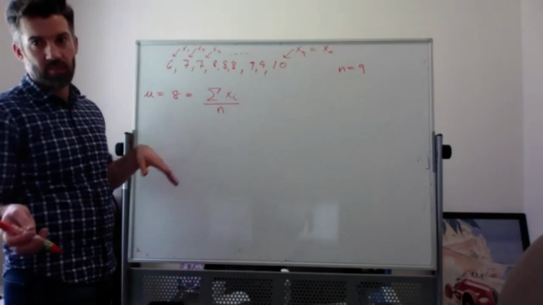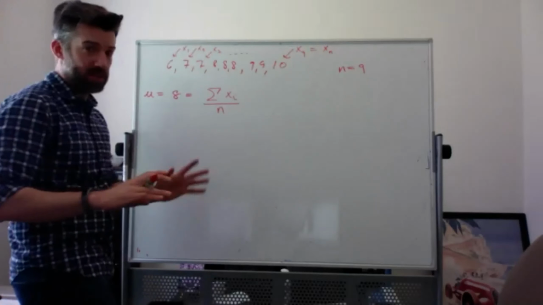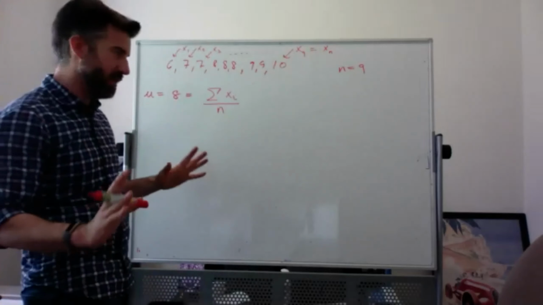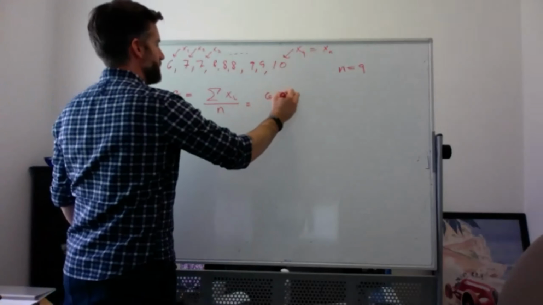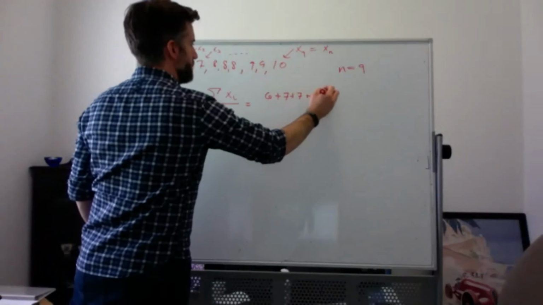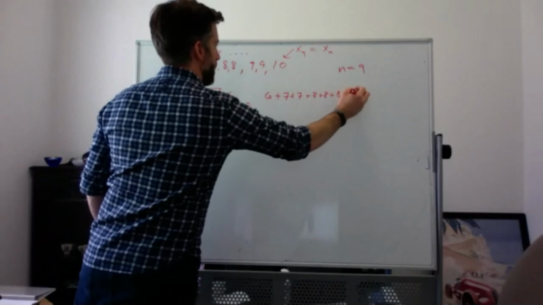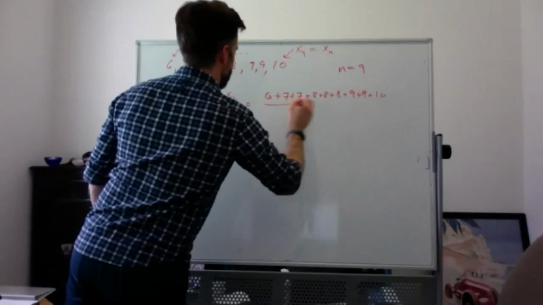Currently, it's really 10, but someone didn't put the data in there. But don't put it in now, because the data is too perfect. I don't want to mess with it. Right, so this is just 6 plus 7 plus 7 plus 8 plus 8 plus 8 plus 9 plus 9 plus 10 divided by 9.